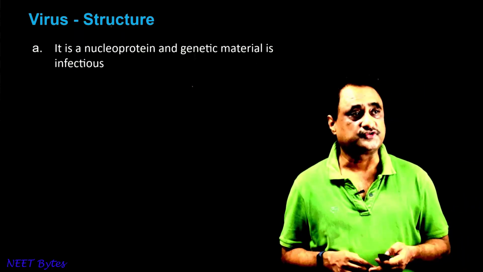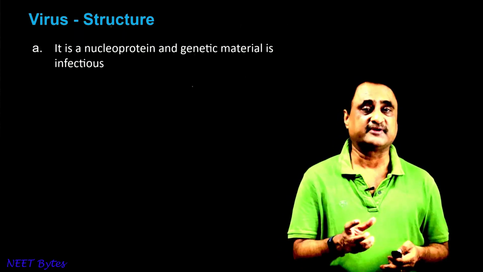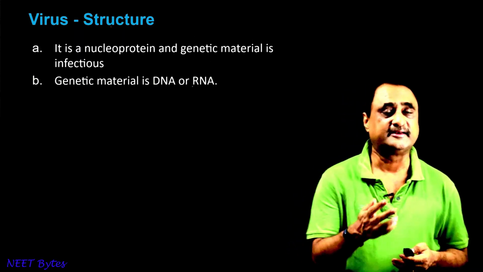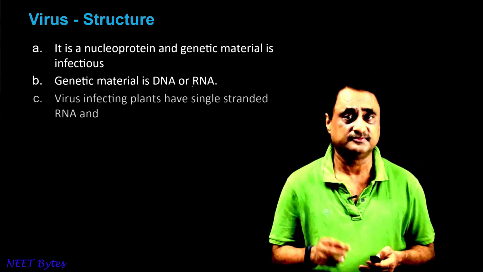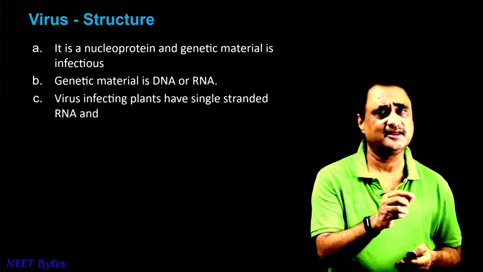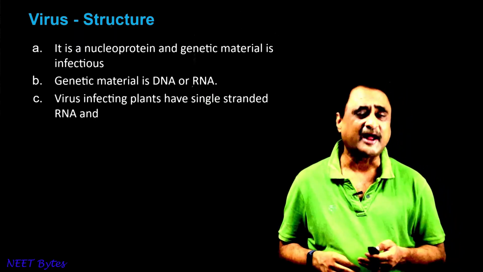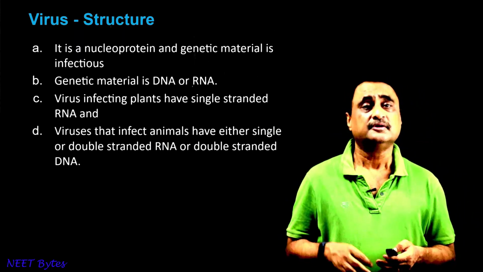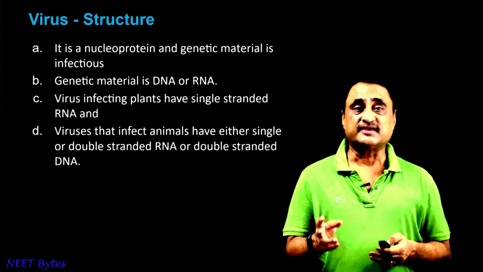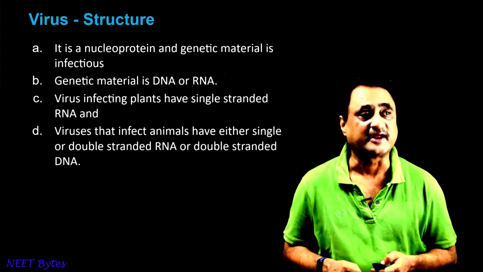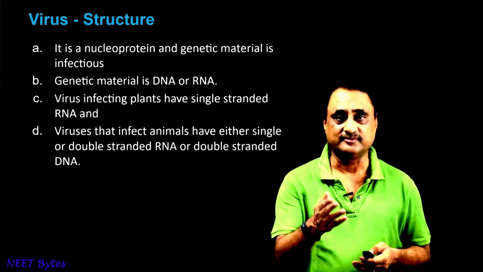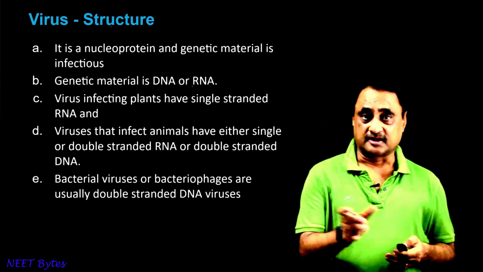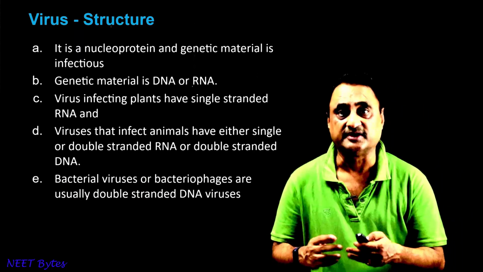Now let's talk about the structure. It is a nucleoprotein, right? There is a genetic material, and outside the genetic material there is a proteinaceous covering, which we call capsid. Genetic material could be RNA or DNA. Popularly we know that in case of plant virus it is RNA. In case of animal virus, it is DNA. Okay. So viruses infecting plants generally have single stranded RNA, and those infecting animals, we know very well, have double stranded DNA. Okay.